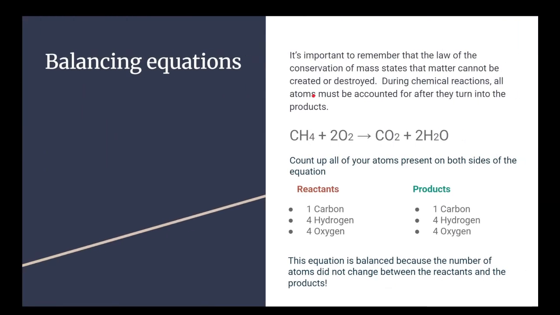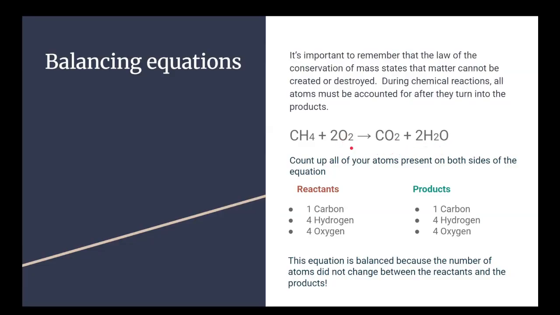Balancing equations. It's important to remember that the law of the conservation of mass states that matter cannot be created or destroyed. So we must always do a head count to make sure that the same amount of atoms are present in both sides of the equation. So here we have 1 carbon, and on the product side we have 1 carbon. Here we have 4 hydrogen, and on the other side we have 4 hydrogen. And here we have 4 oxygen, and on the other side we have 4 oxygen.